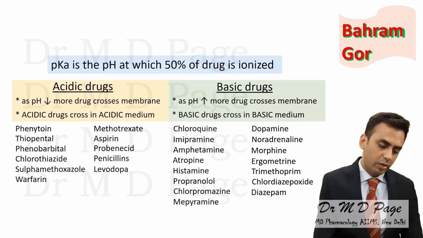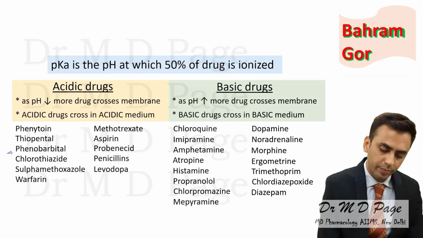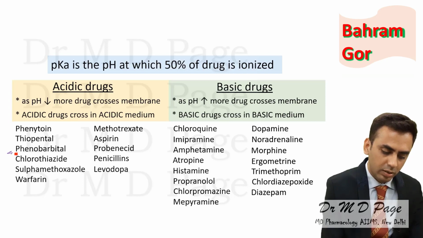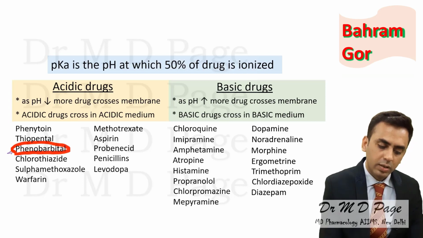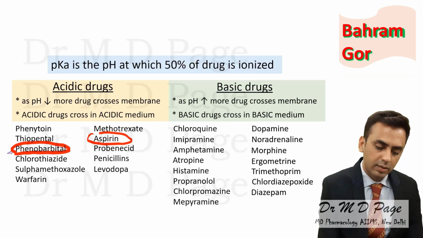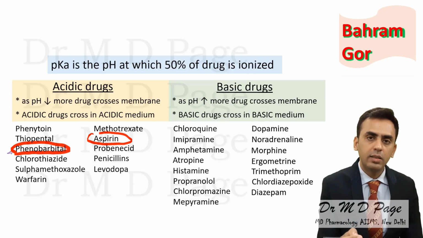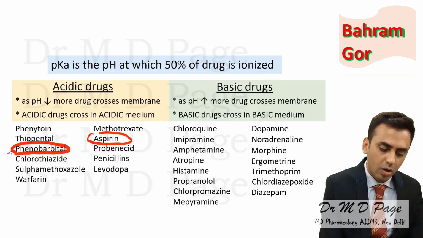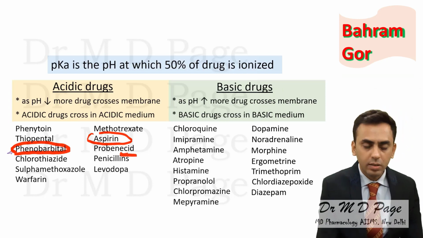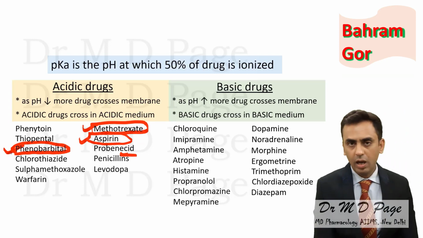I will say how you will remember. See, for acidic drug means there should be somewhere acid. This is phenobarbituric acid. Okay, this is phenobarbituric acid. This aspirin is salicylic acid. You can say NSAID, acid is there in salicylic acid and NSAID. You can remember, or you can simply say probenecid is acid. And also please remember methotrexate. So these are the three which have been previously asked.